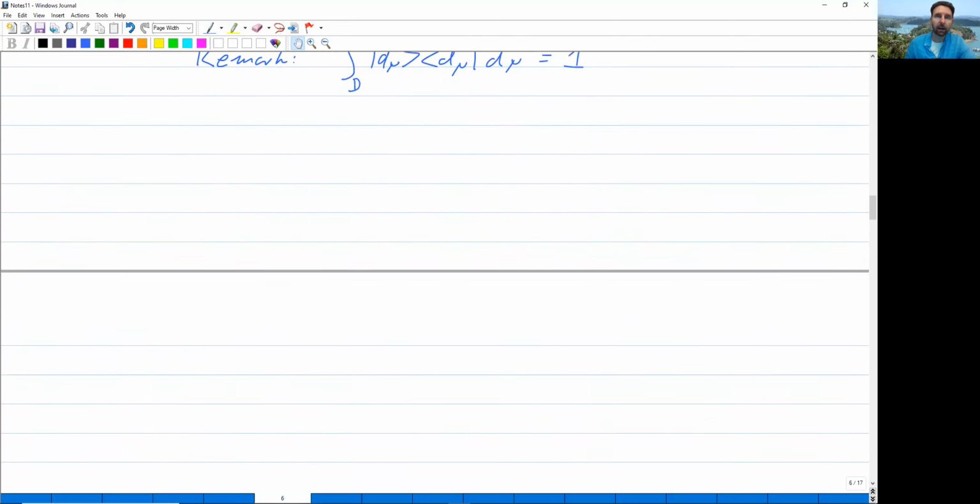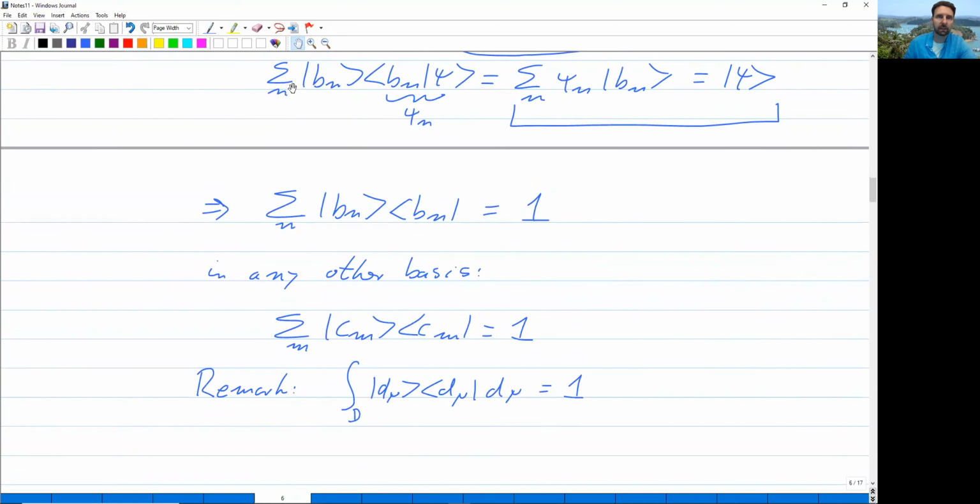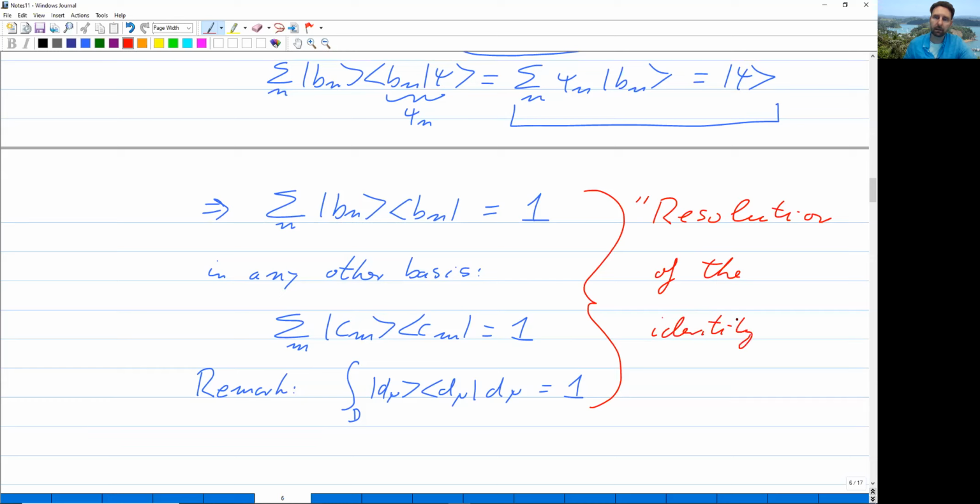So now having these resolutions of the identity, oh, I didn't actually spell it out. We call this resolution of the identity in a basis. You know, as the case may be, the B basis, the C basis, the D basis, or whichever the basis. I should close this quotation mark. So this is what we call this.